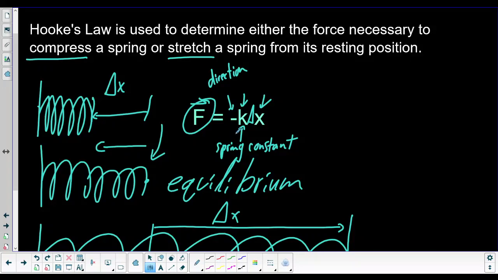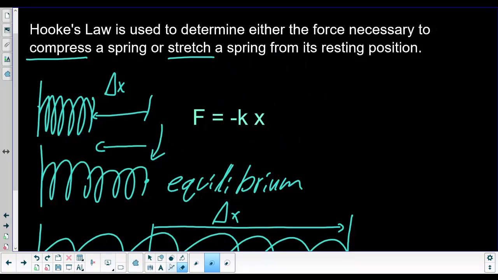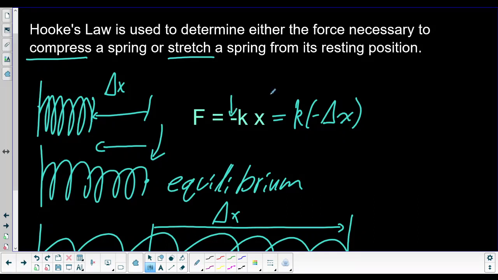Okay. So let me maybe rearrange this a little bit and show us a more intuitive way to think about Hooke's law. This is how you will generally see it in physics textbooks, on equation sheets, things of that nature. I think it might be a little bit more intuitive to think about it like this: k times negative delta x. So this negative is purely due to direction of compression or extension.